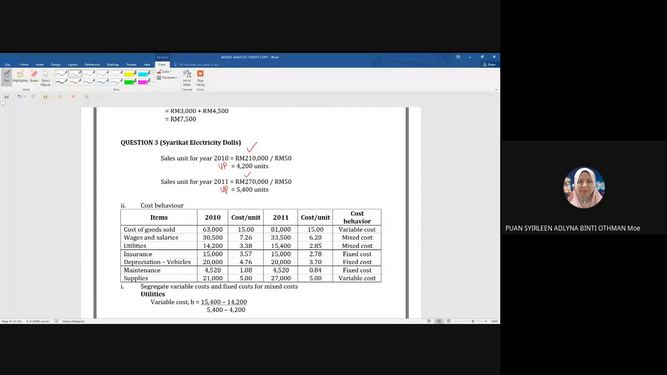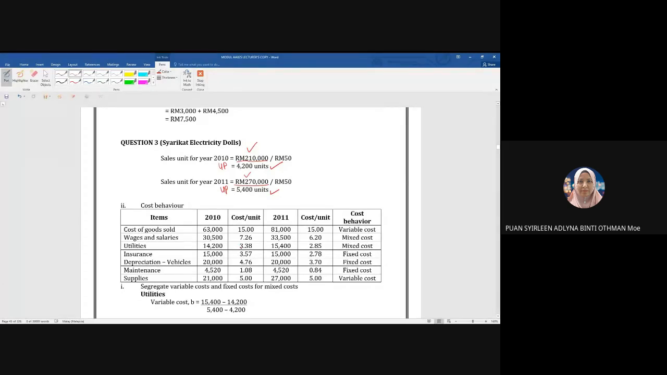So kalau orang tanya your highest and lowest point, I go based on 4,200 and 5,400 ni. Bukan refer pada nilai sales. I cannot use that sebab your nilai sales bukan cost driver. Nama pun cost driver, pemandu cost, so dia ada kaitan dengan cost lah. Dia yang akan direct cost you pergi mana. Dia bukan ada kaitan dengan sales. Sales is already revenue, tak ada kaitan dengan costing kita.